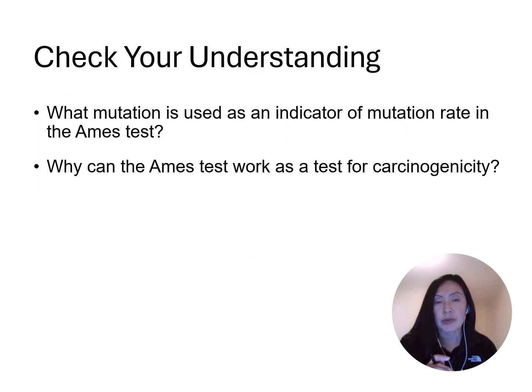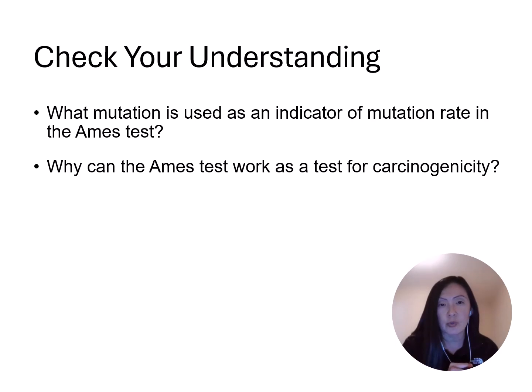This first checkpoint question asks, what mutation is used as an indicator of mutation rate in the Ames test? So we just saw the Ames test uses histidine auxotrophs of Salmonella bacteria, and reversion from a His minus mutant back to the His plus wild type indicates that a mutation has occurred.